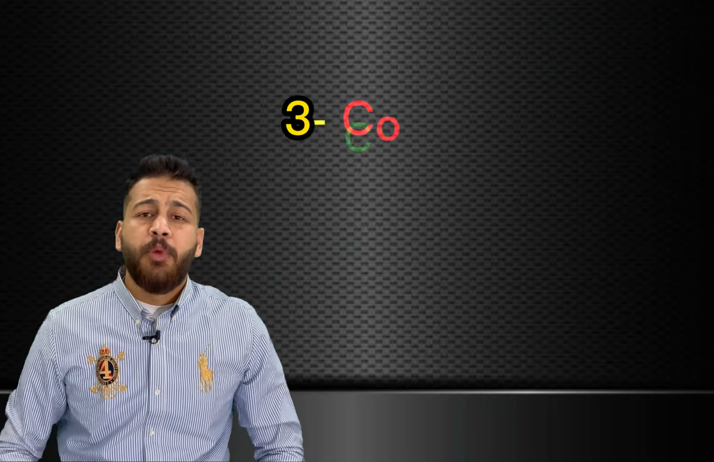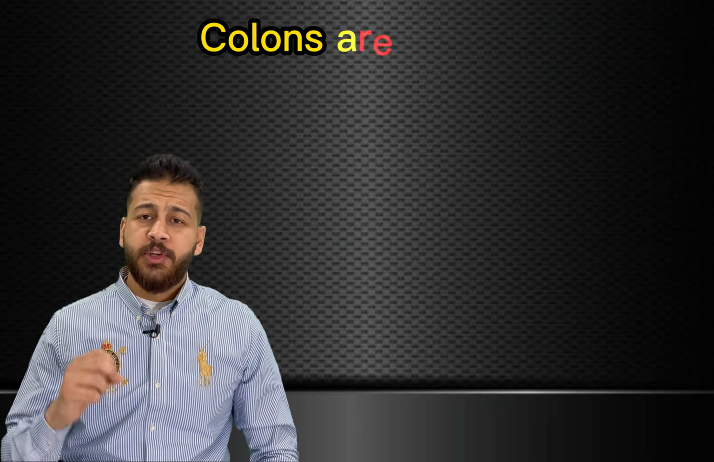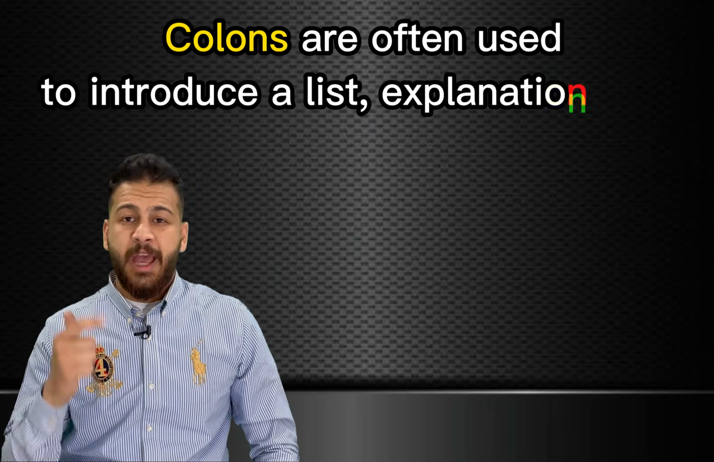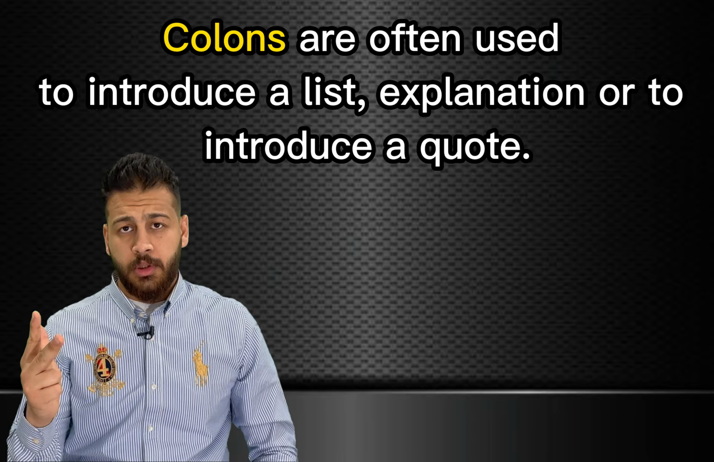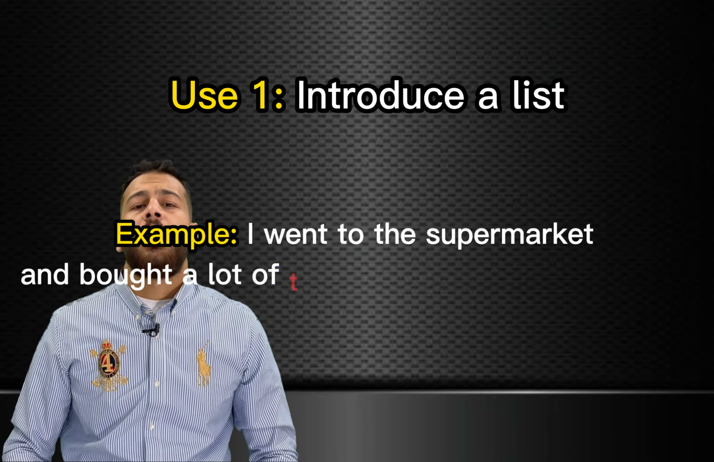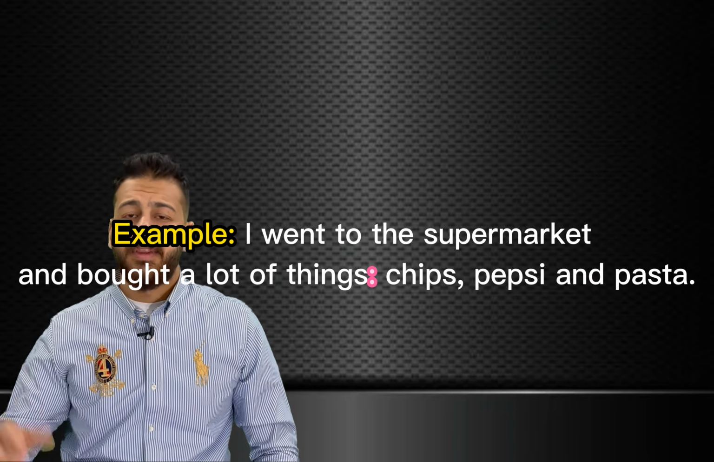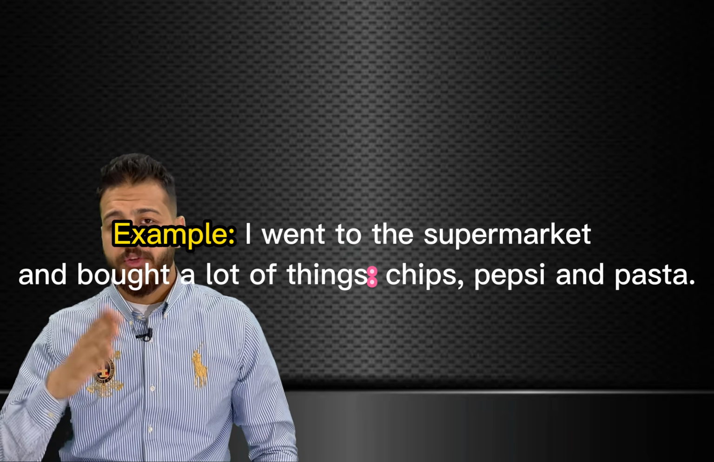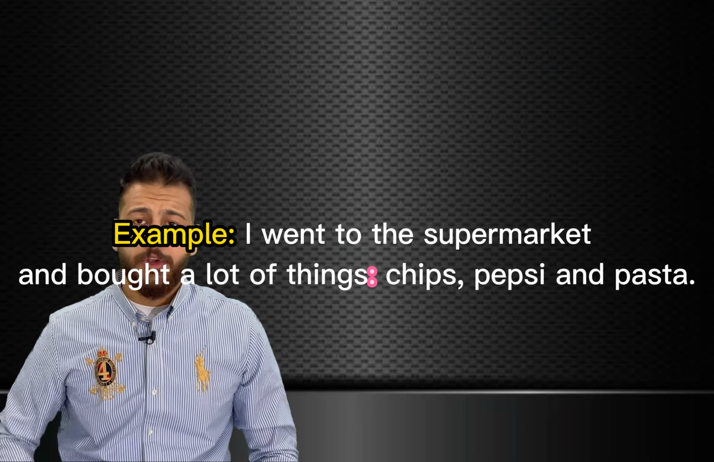The third punctuation mark that we have is the colon. Colons are often used to introduce a list, an explanation, or a quote. Let's have a look at the following examples. I went to the supermarket and bought a lot of things: and then the list of the things I bought. So I used a colon here to introduce this list. So this one was introducing a list.